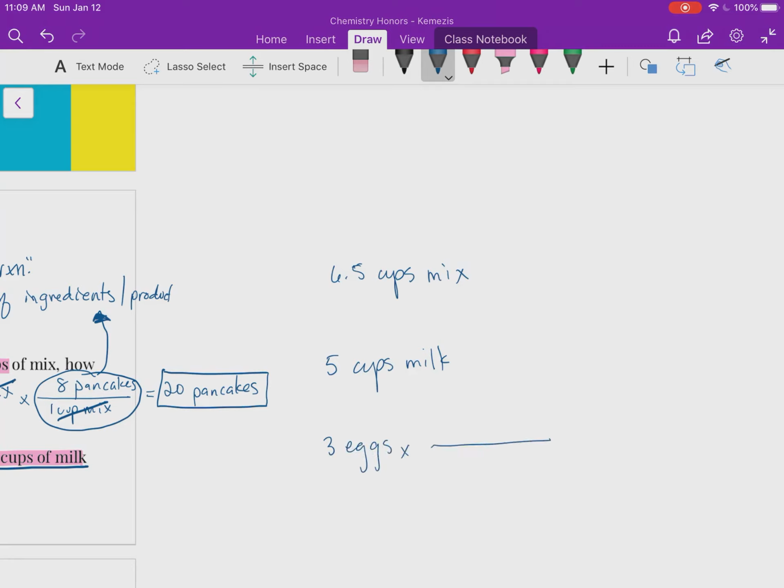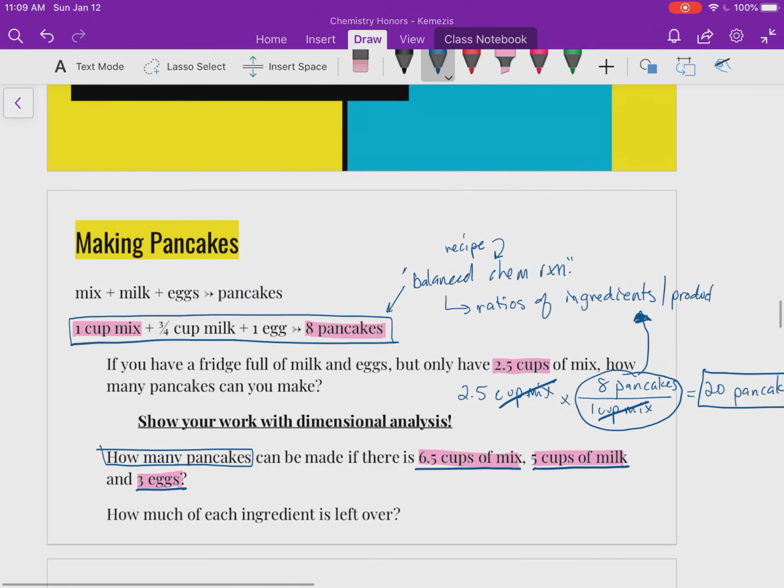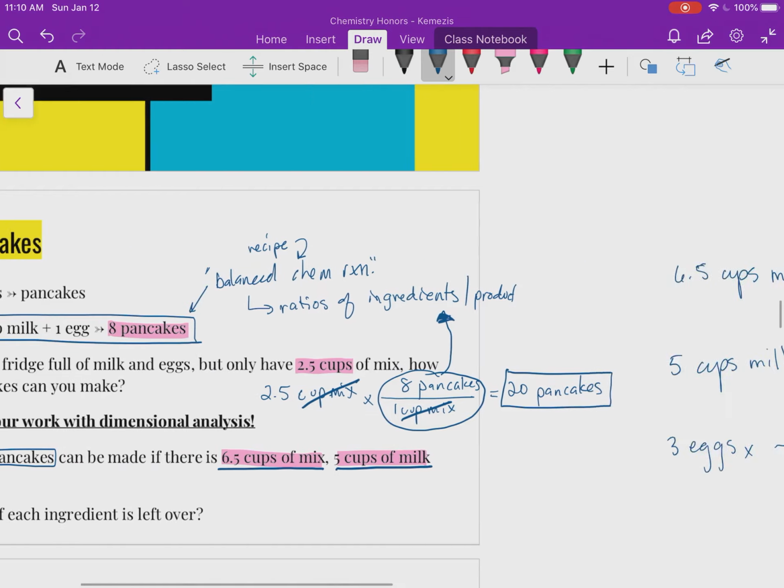And again, we're going to treat each of these individual ingredients separately, as if, let's imagine we had enough of everything else and we had 6.5 cups of mix, how many pancakes we would make, and we're going to do that for all of them. And again, we're still relying on this one simple balanced chemical reaction.